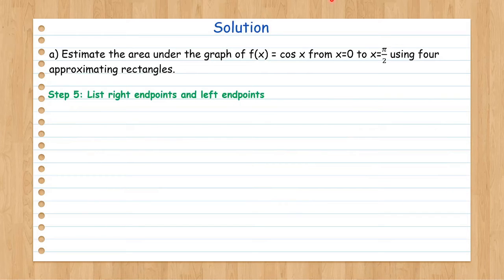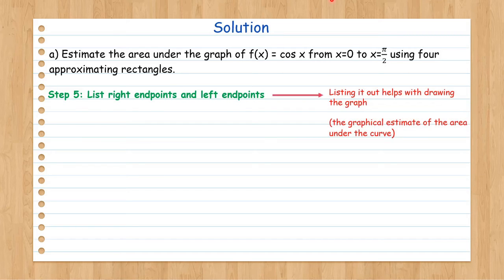So now for step 5, we need to list the right endpoints and the left endpoints. This helps with drawing the graph, and I will be drawing the graph a little bit later to show you the graphical estimate of the area under the curve.